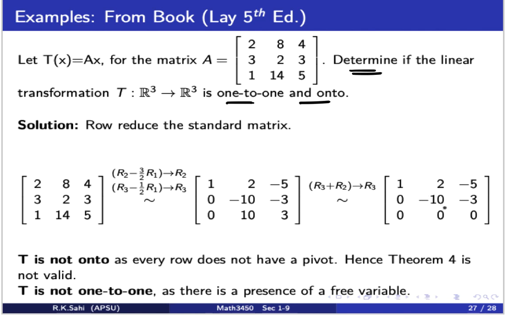That means there should be a pivot in every row. That's simply what it means. Do we have a pivot in every row? No. That means it is not onto, because theorem 4 of section 1.4 is not valid. Is it 1-to-1? That means every column should be a pivot column. Only 2 columns are pivot columns. If there are only 2 pivot columns, what does that mean? It's not 1-to-1, because for a linear transformation to be 1-to-1, every column has to be a pivot column. So T is not 1-to-1. So I have an example where it is neither onto nor 1-to-1.